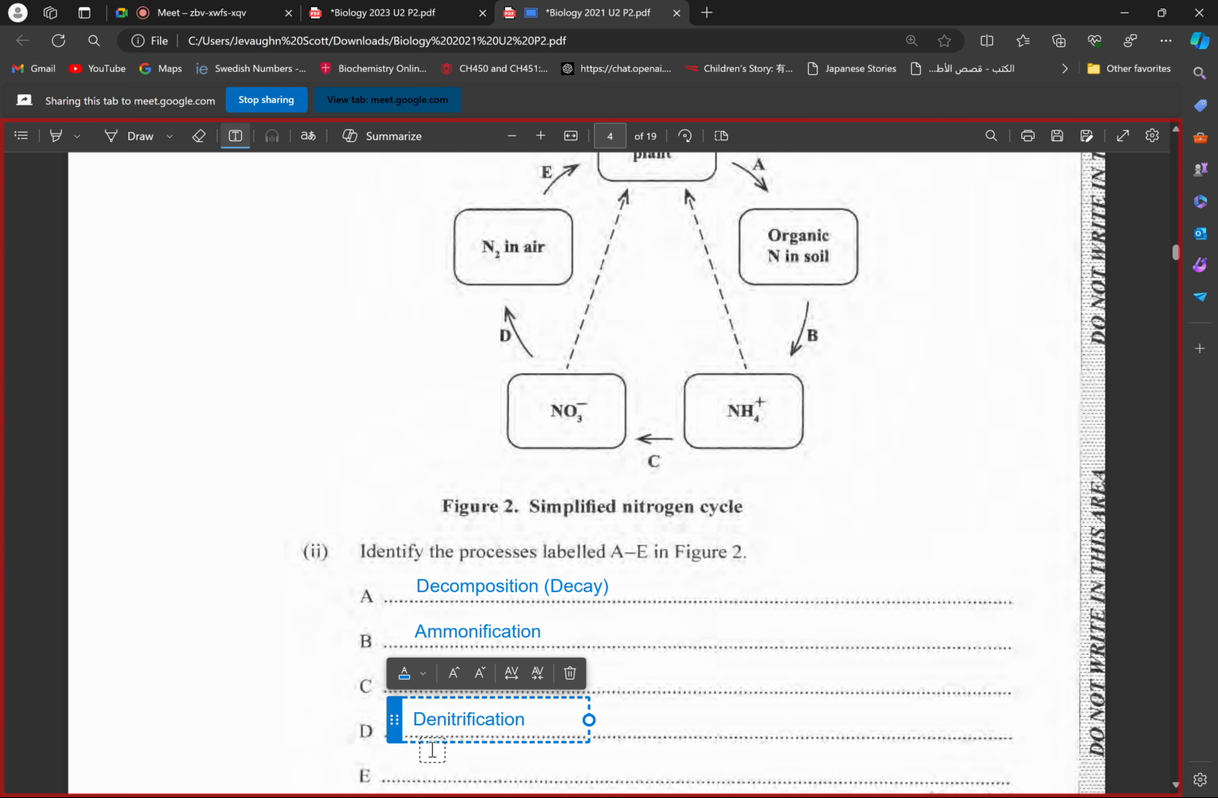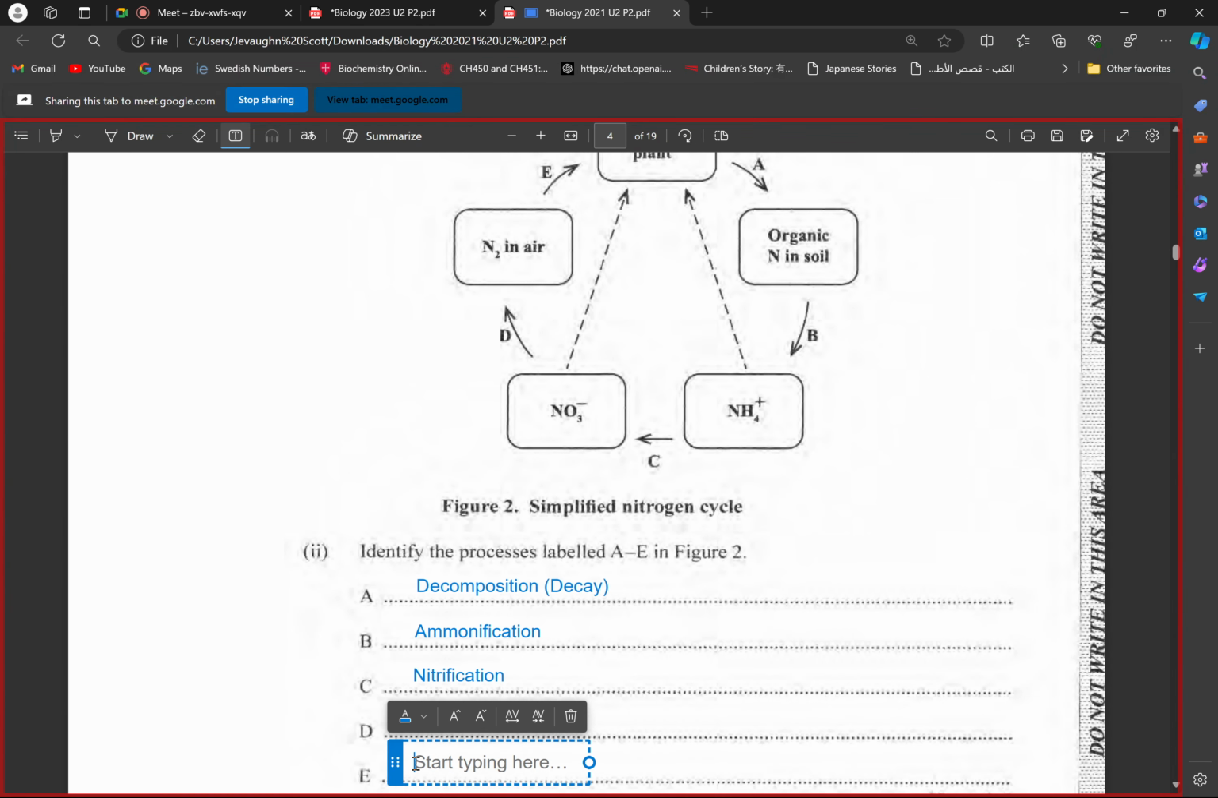And then we have E, from the air, from inorganic nitrogen to the plant directly. What would be doing that, or what is that called first? What is that called, from atmospheric nitrogen in the air to the plant? Assimilation, absorption. No. I'll tell you why it's not. This is nitrogen fixation.